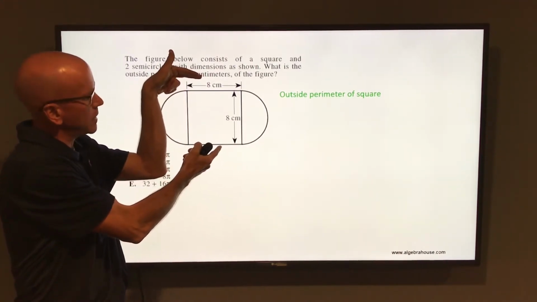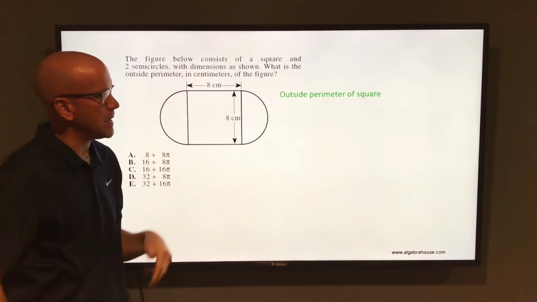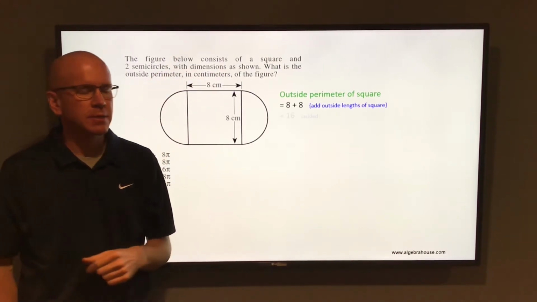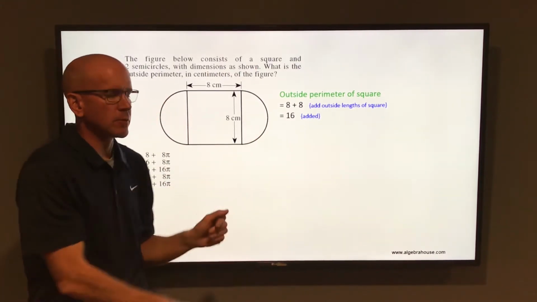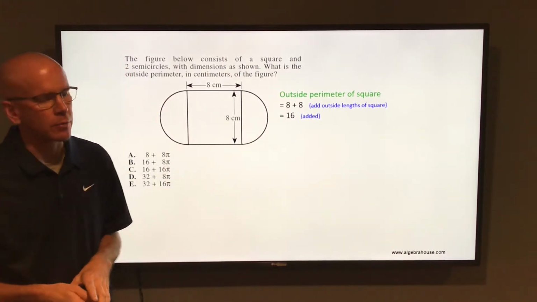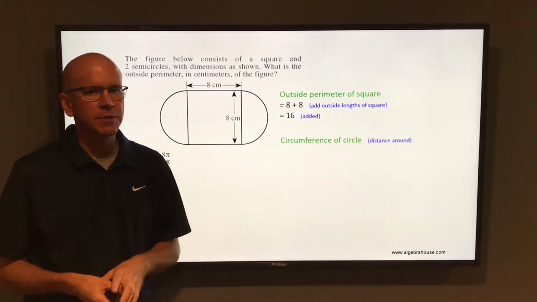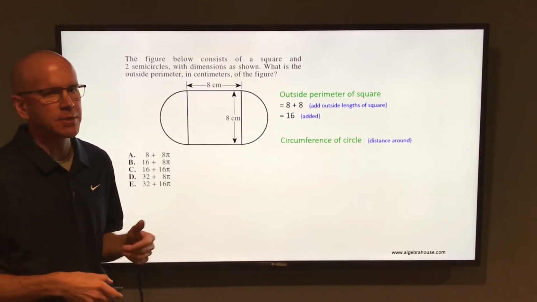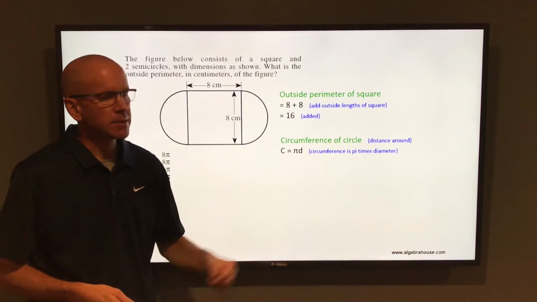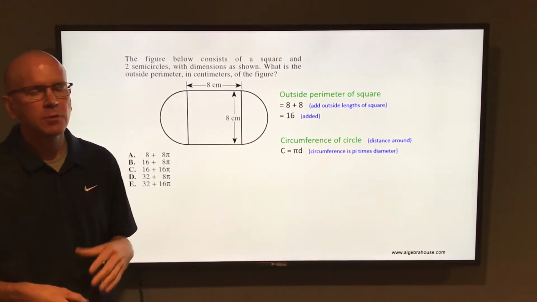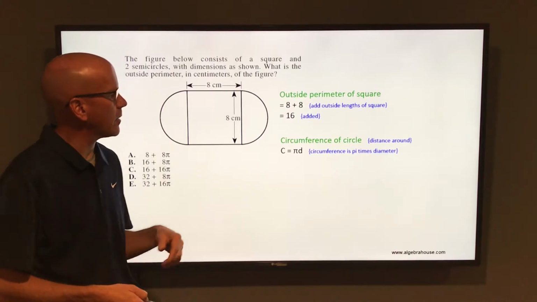So you have two outside measurements being 8 and 8. 8 plus 8 is 16. That is the outside perimeter of the square. Then you have these two semicircles. If you put them together, you have one circle. The circumference of a circle is pi times diameter, or some refer to it as 2 pi r, because 2 times the radius is the same thing as the diameter. So either pi times diameter or 2 pi r.